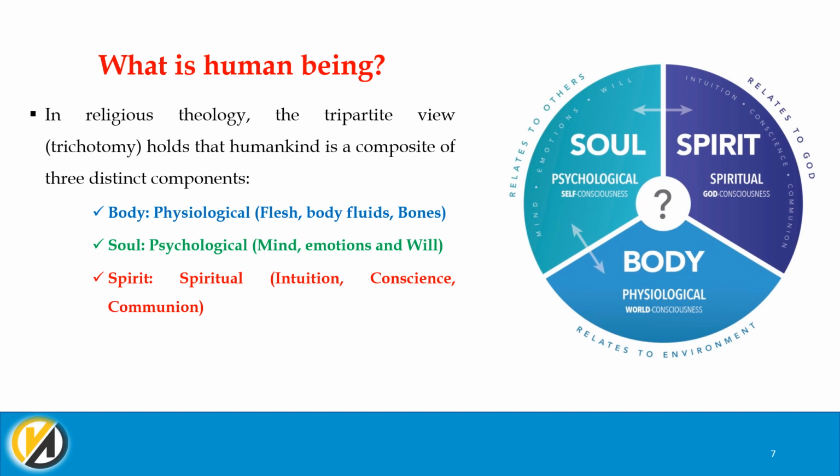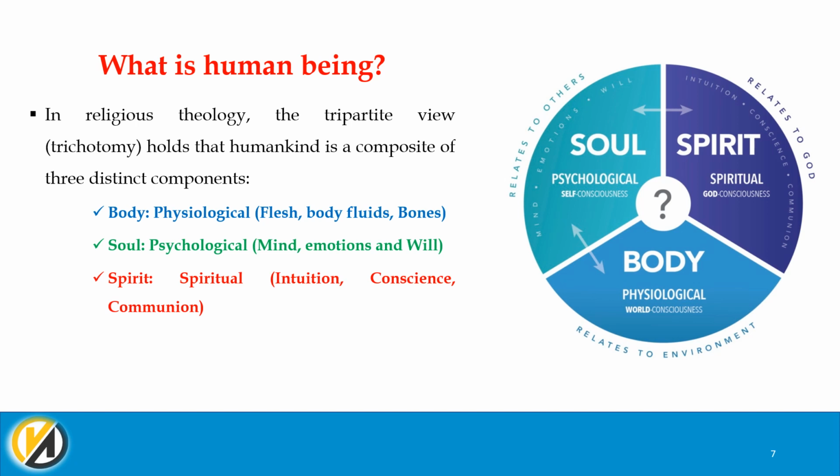The second one is the soul, and this is a psychological component, which includes the mind, the emotions, and will. This is also related to other things. The third one is the spirit, which is the spiritual part, which includes intuition, conscience, and communion. This one is related to supernatural powers or God.